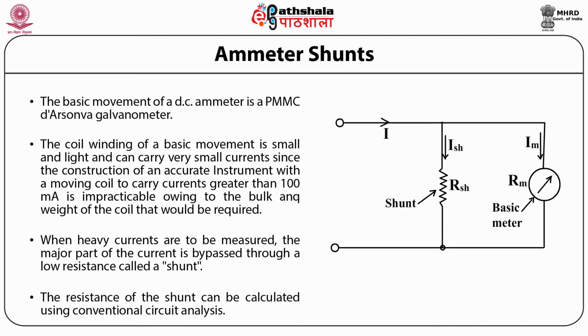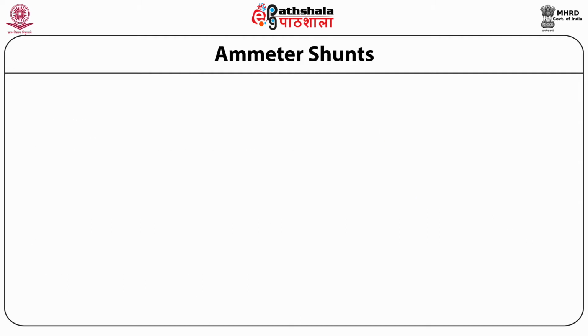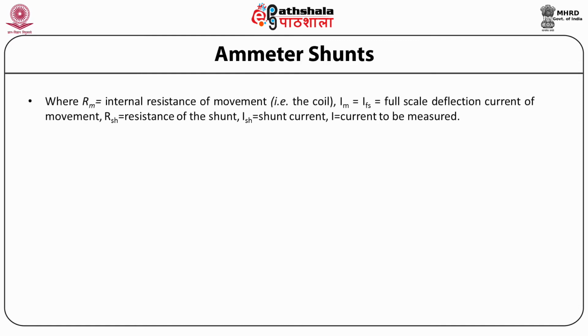The resistance of the shunt can be calculated using conventional circuit analysis. Looking at figure 1 in the previous slide, let us define the various terms used. Rm is the internal resistance of the movement, that is the coil. Im is equal to Ifs, which is equal to the full scale deflection current of the movement. Rsh is defined as the resistance of the shunt, Ish as the shunt current, and I is the current to be measured.